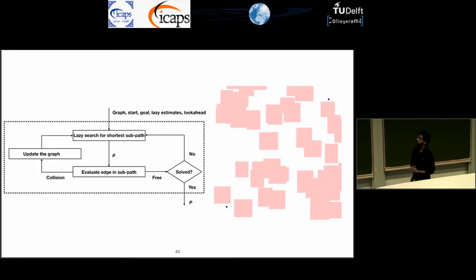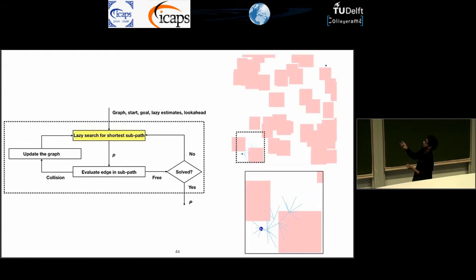So let's see how it works. Along with the lazy estimates, you also give as input a lookahead. And this is a zoomed in version. So you push your search tree until a depth which is defined by the lookahead. So here the lookahead is 4. So the search tree is only pushed by 4 edges at most. And once you've pushed your search tree, you look at the leaf nodes and you find the most promising node and you evaluate an edge towards that node.